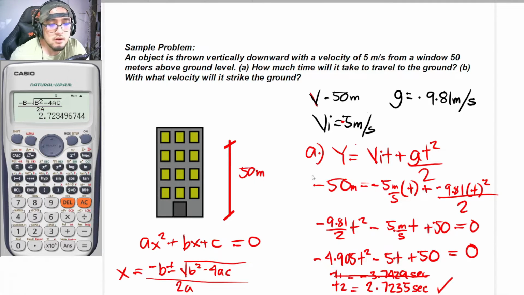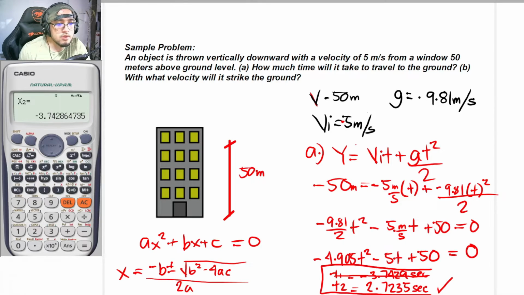Okay, so another tip on solving a quadratic equation, if you have a calculator very similar to my calculator on your screen, just go to mode 5, so mode equation, then 3. This is for quadratic equation. The calculator would now ask you for the value of a, b, and c. Just substitute these values here: negative 4.905, negative 5, and 50 respectively. And it will give you your answers for x1 and x2. For your t1, that is 2.7235, and for your t2, that is negative 3.7429. So it is the same as what we solved a while ago. Once again, our answer is this one. Okay, so I will just be erasing all of this.